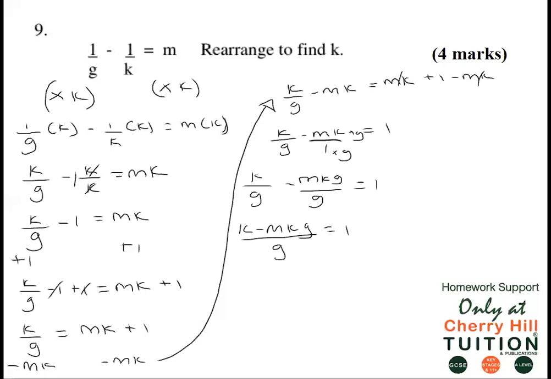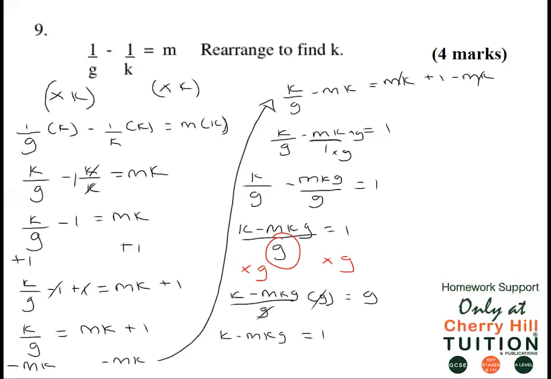Now we need to think what's stopping the k from being on its own. Hopefully you can see that this is quite a big fraction, so we need to get rid of this fraction. Right now we are dividing by g, so we need to multiply both sides by g in order to get rid of this. This leaves us with k minus mkg over g multiplied by g is equal to 1 multiplied by g, which is g. Now on the left-hand side, the multiply by g and divide by g cancel out, leaving us with k minus mkg is equal to 1.